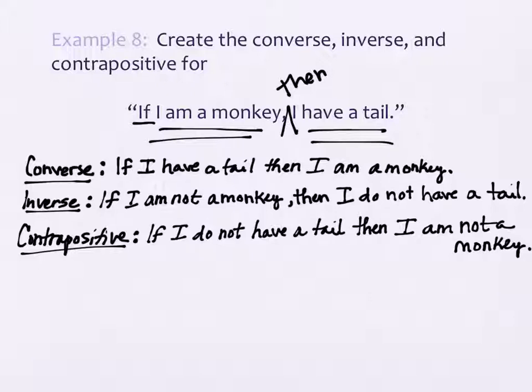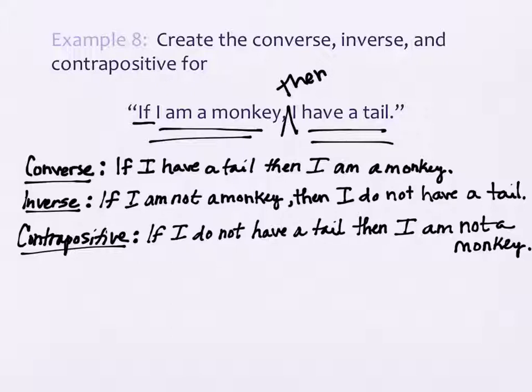How about the second one, inverse? If I am not a monkey, then I do not have a tail. Is that true or is that false? That is false. Can you think of something that is not a monkey that does have a tail? The cow, right? Same example works. Which makes you start to wonder if maybe the converse and the inverse are the same statement, doesn't it? Because the cow worked to prove them both wrong.